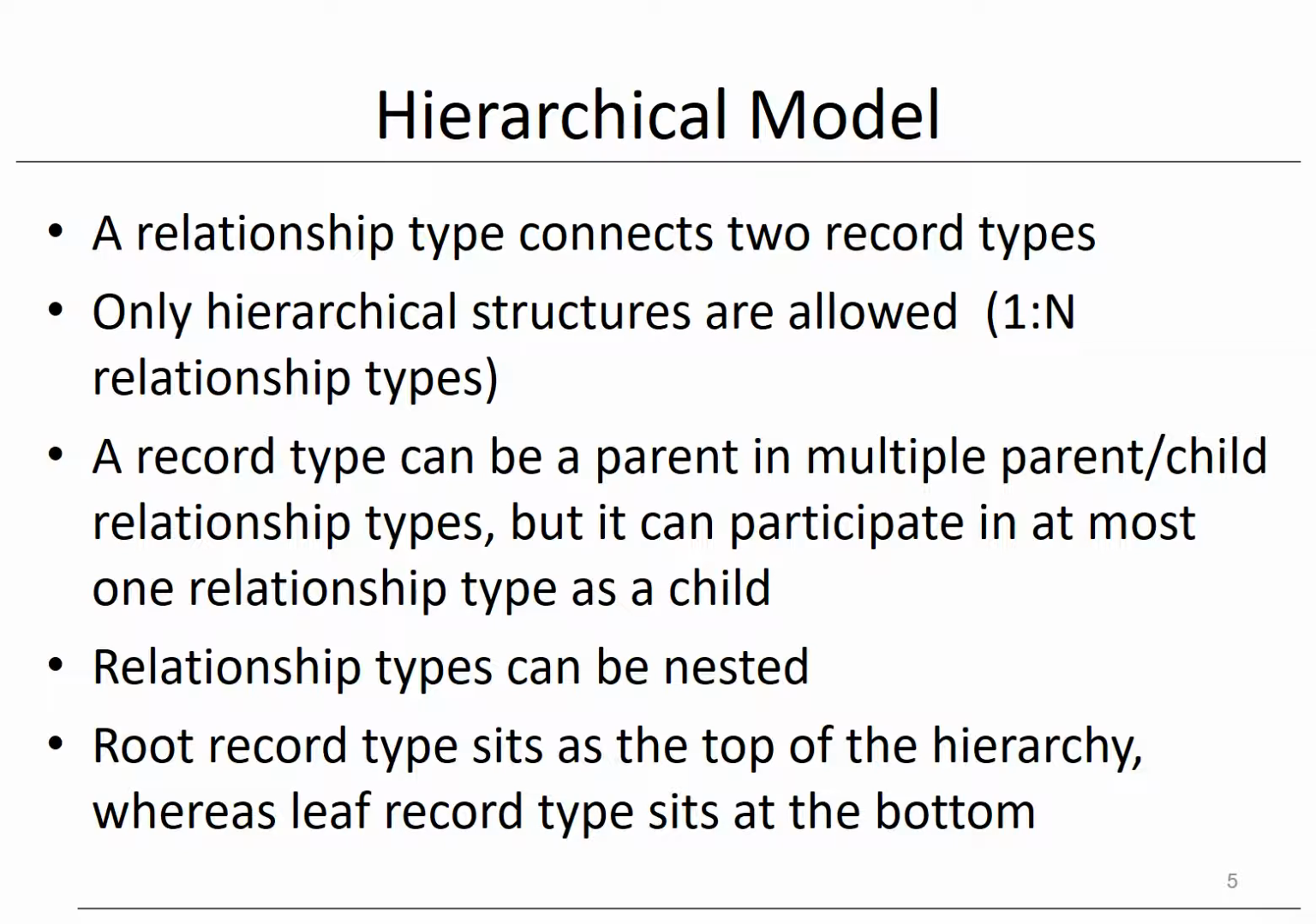Relationship types can be nested. In other words, a child record type can be parent in another parent-child relationship type, which allows to build hierarchical structures. The root record type is the record type which sits at the top of the hierarchy, whereas a leaf record type sits at the bottom of the hierarchy.